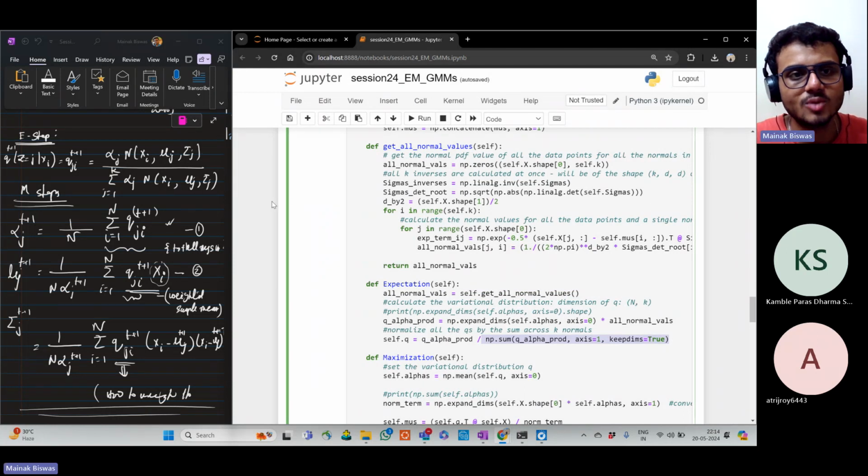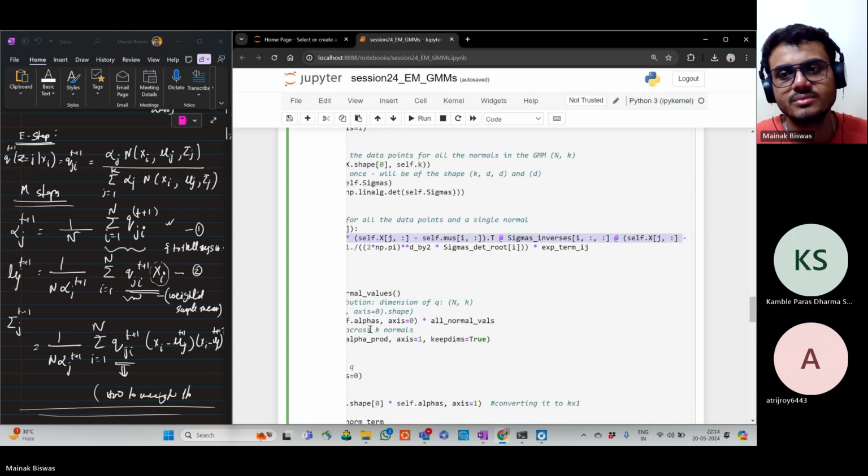This get-all-normal-values function will give me the normal of x_i given mu and sigma. You can see it is easy to calculate: it takes the inverse of sigma, this is the determinant, and then this is the PDF.